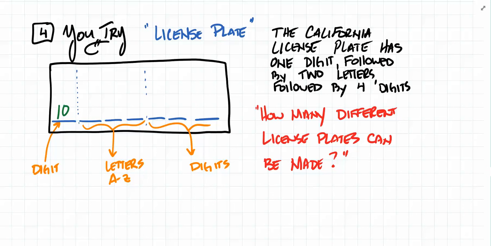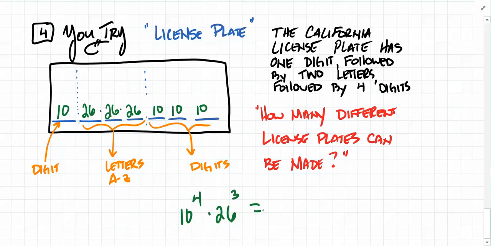For letters of the alphabet, hopefully you know there are 26 letters of the alphabet. So I have 26 choices for this first slot. I can pick A through Z. For the second slot, I have 26 choices, and then another 26 choices. And then, of course, my digits are 10, 10, and then 10. So the grand total would be 10 to the 4th power times 26 to the 3rd power. If you plug that in the calculator, you get 175760000. Putting my commas in the right places, I have 175,760,000 different California license plates that can be made.